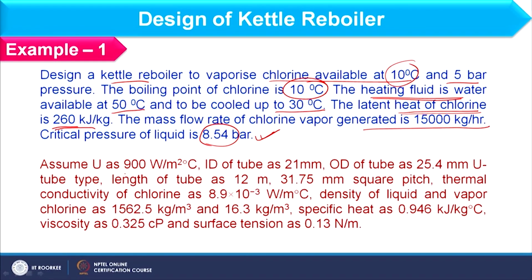And further we are assuming that initial overall heat transfer coefficient is 900, ID of the tube is 21 mm, OD of the tube is 25.4 mm. So, if you know this value, this is nothing but 1 inch, right. And we are using U tubes and length of each tube is 12 meter. So, this 12 meter is the total length of the U tube, right. And further we have 31.75 mm square pitch.